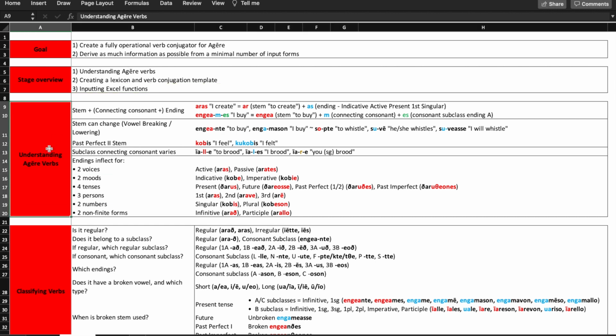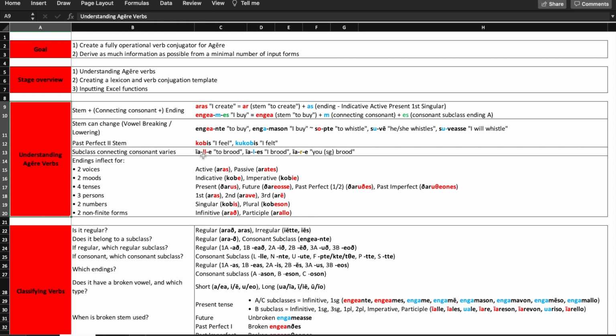As far as understanding Agēre verbs go, they are at their simplest a stem and a connecting consonant plus an ending. So for example, the verb aras is made up of the stem ar as well as the appropriate ending as to give us the first person indicative active present ending in the singular, whereas another verb like engeames, M isn't actually part of the stem, but rather it is a connecting consonant which can vary, as we'll see down here, according to the inflectional form.